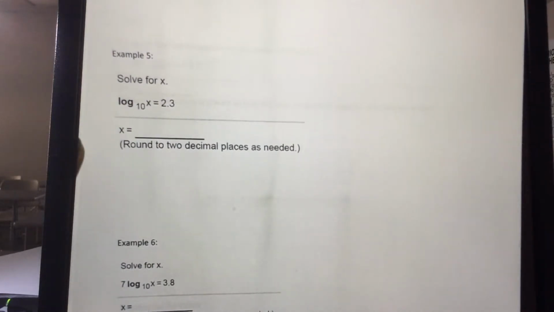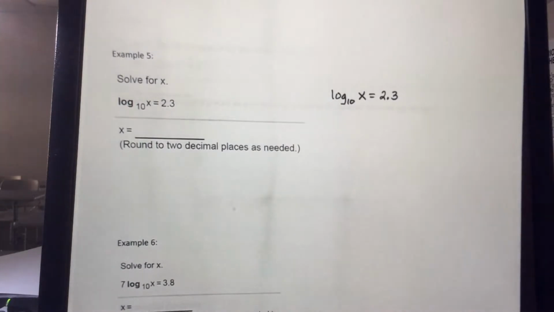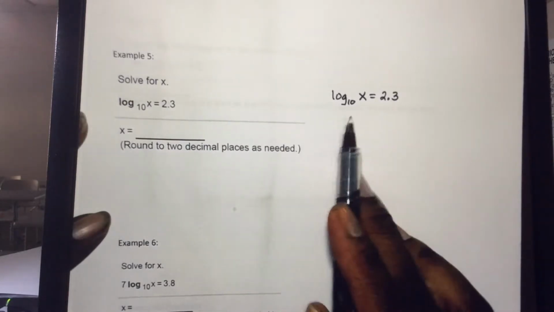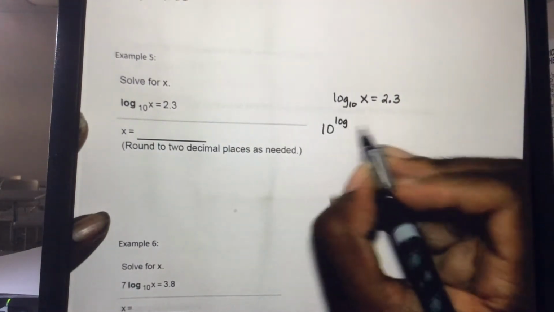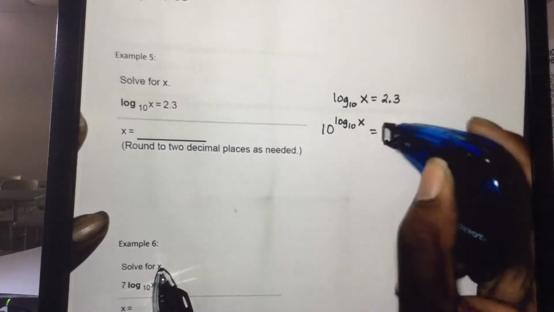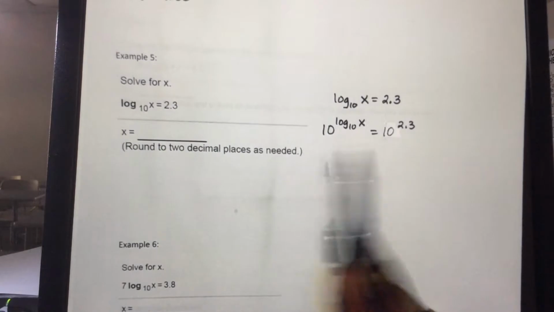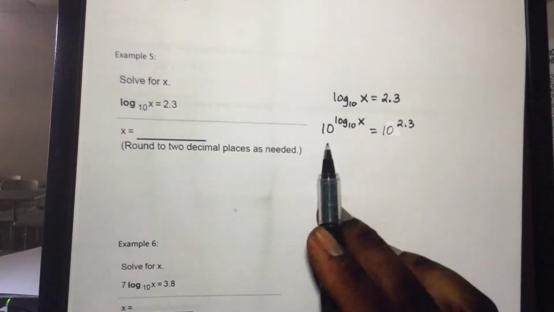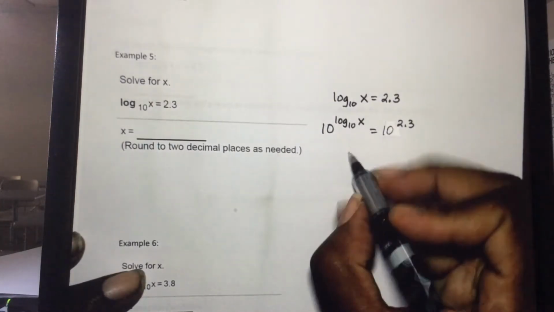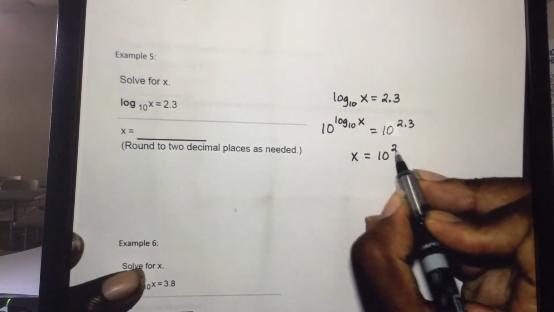Okay, this next example, here we got log to the base 10 of x equal to 2.3. So I'm going to write powers of 10 on both sides of this equation. This will be the exponent for the power of 10 on the left side. So I have 10 to the log to the base 10 of x equaling 10 to the 2.3. And then 10 to the log to the base 10 of x, just like in that last example, will be x because 10 and log to the base 10 are inverses of each other. So you'll have your x equal to 10 to the 2.3.